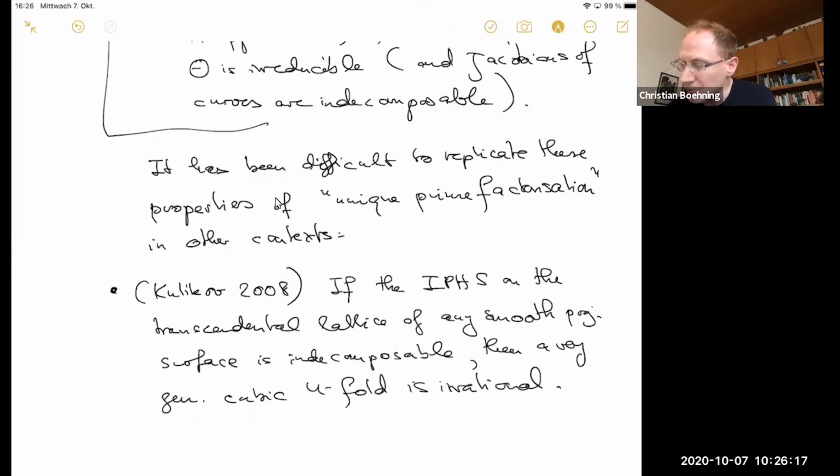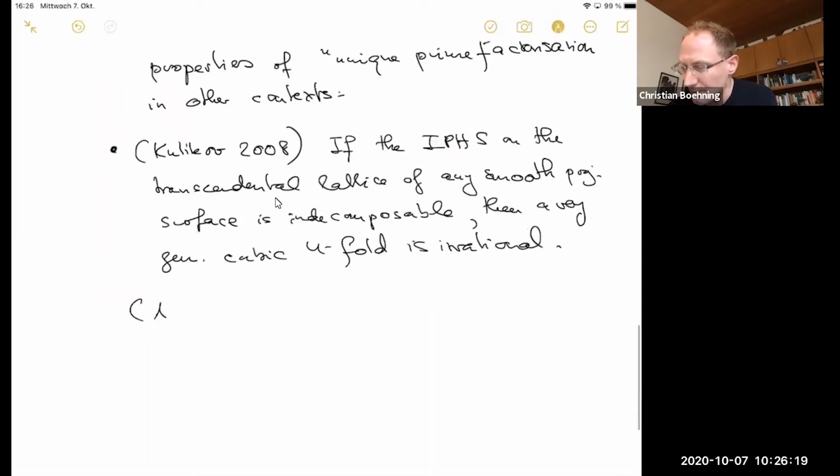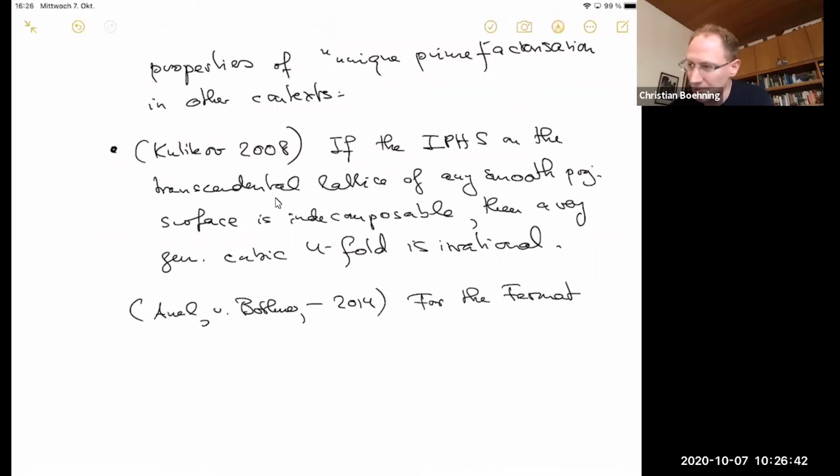So then, unfortunately, it turned out, and this was joint work by Auel, von Bothmer and myself, I don't quite remember, so I didn't put it down here, around 2014 or thereabouts, that this can actually be false sometimes. For example, for the Fermat sextic, we showed explicitly that this integral polarized Hodge structure on the transcendental lattice of that surface decomposes, using basically a lot of previous work by Looijenga. So for the Fermat sextic, the assumption is false.